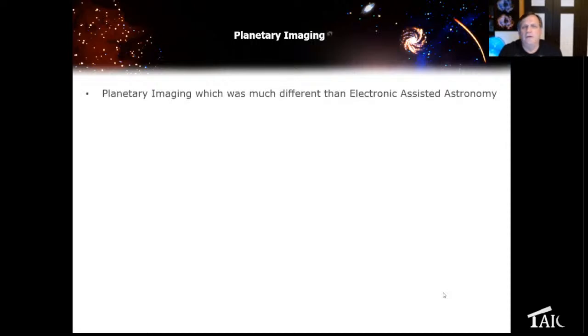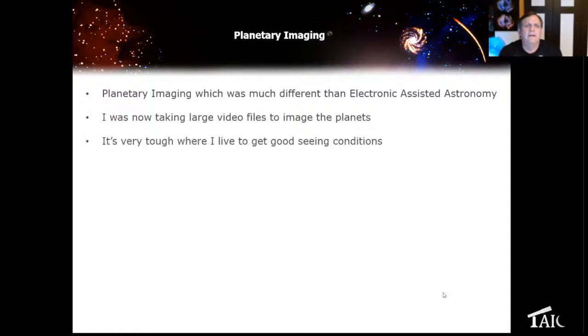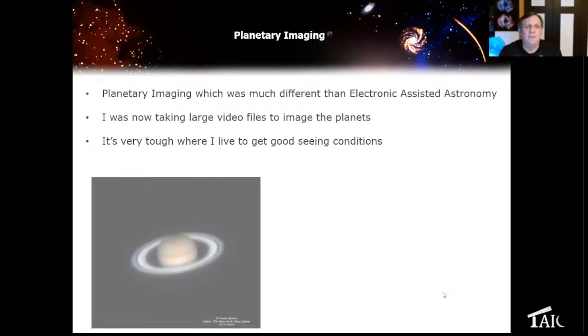Then I moved into planetary imaging, which was much different than electronic assisted astronomy. I was taking very large video files to image the planets. Where I live in Minnesota, it's very tough to get good seeing conditions for planetary. We have the jet stream right overhead, and I've never seen any excellent seeing conditions here in Minnesota. Last week, I actually got above average, which was pretty cool, and I was out imaging some planets. I'm still working on those yet. Plus, our latitude, we're not very far south, so not the best for planets.